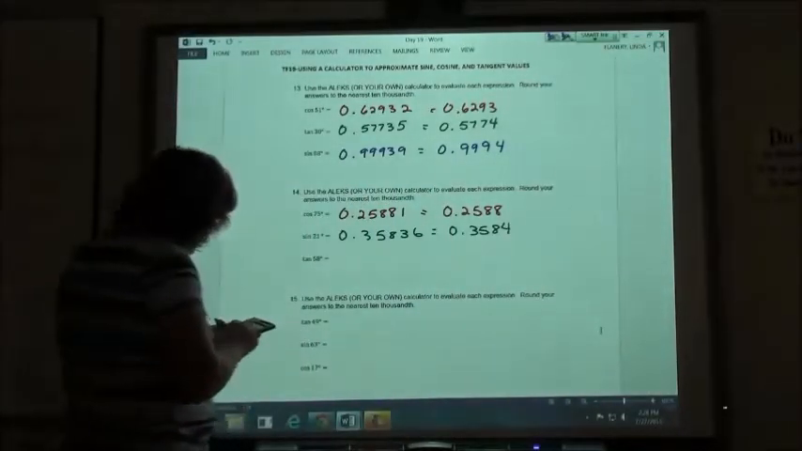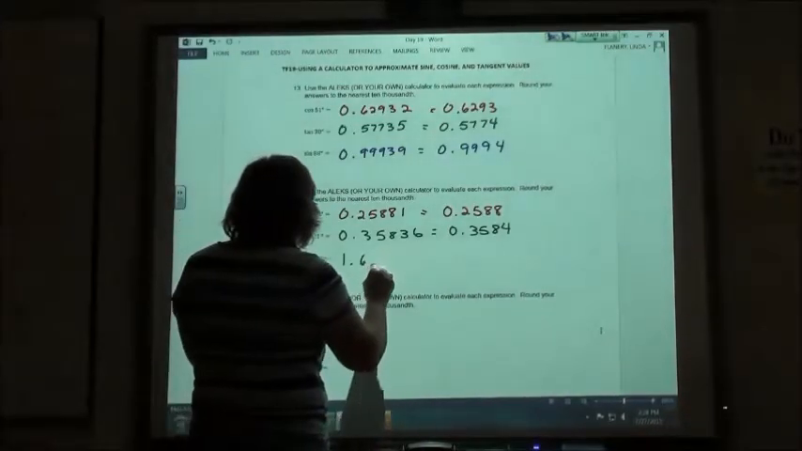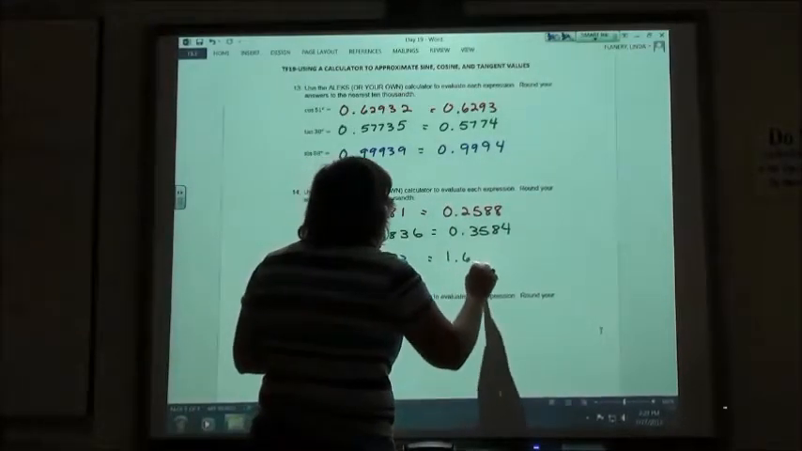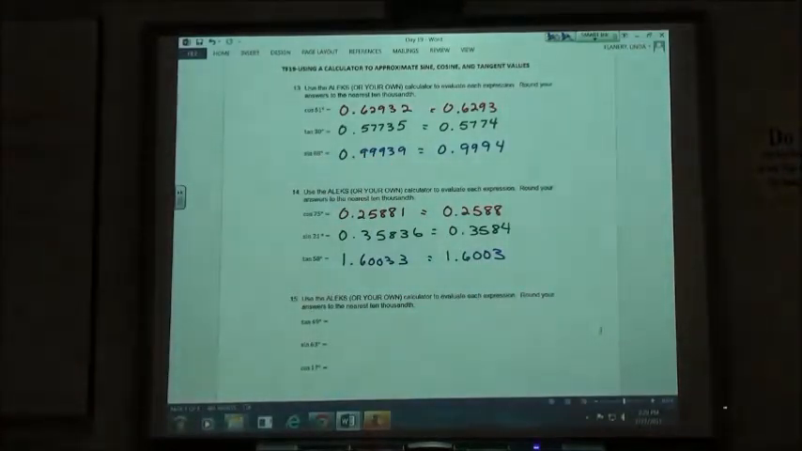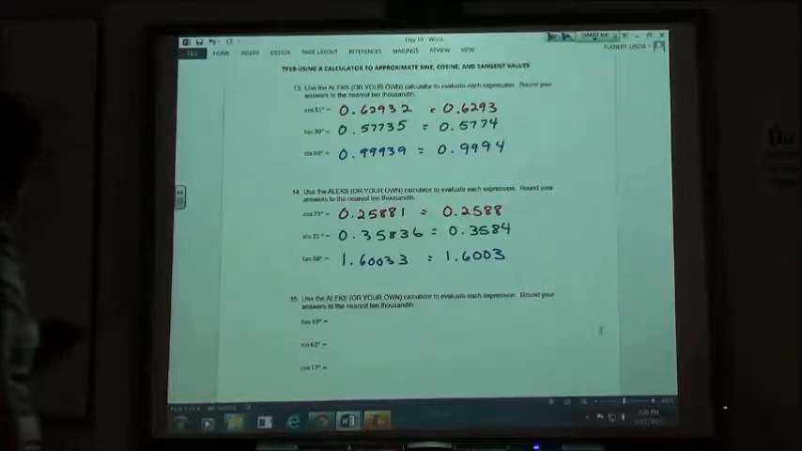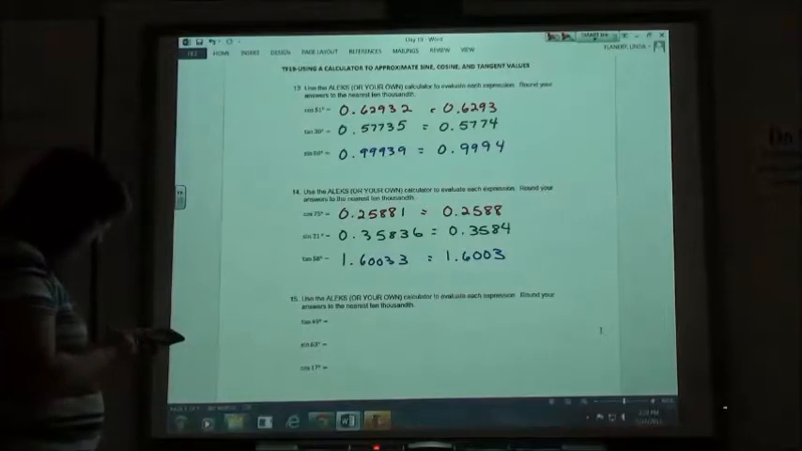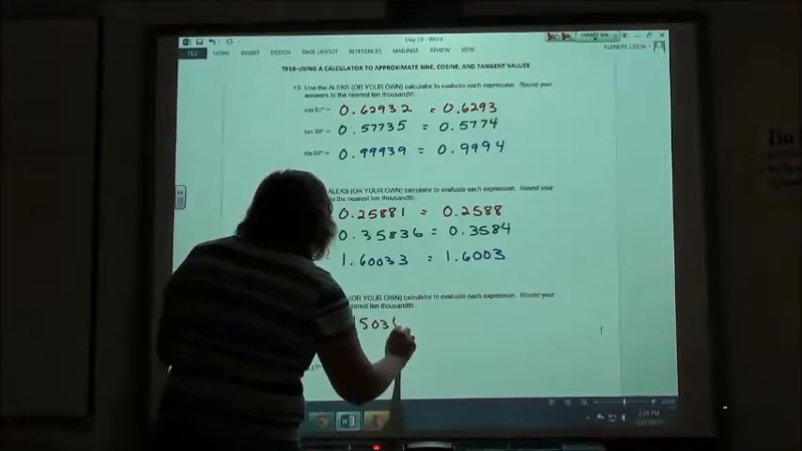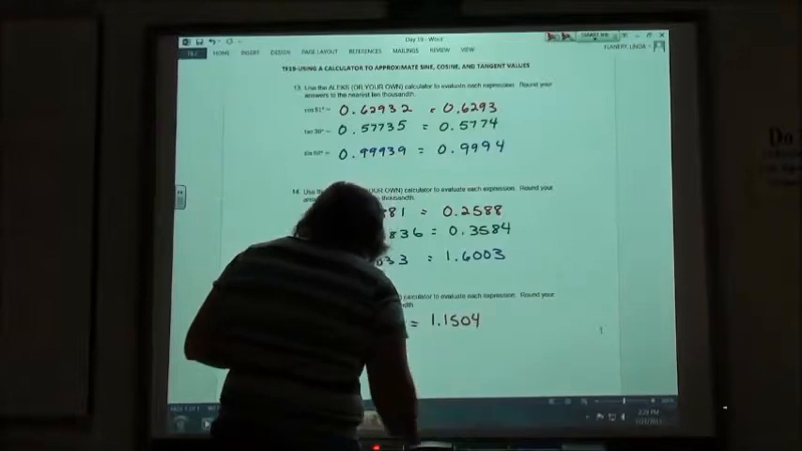And then tangent of 58. We get 1.60033. So 1.6003 is where I would round that one off to. And the last 3 there. Tangent of 49. 1.15036. So I've got to round that one up, 1.1504.